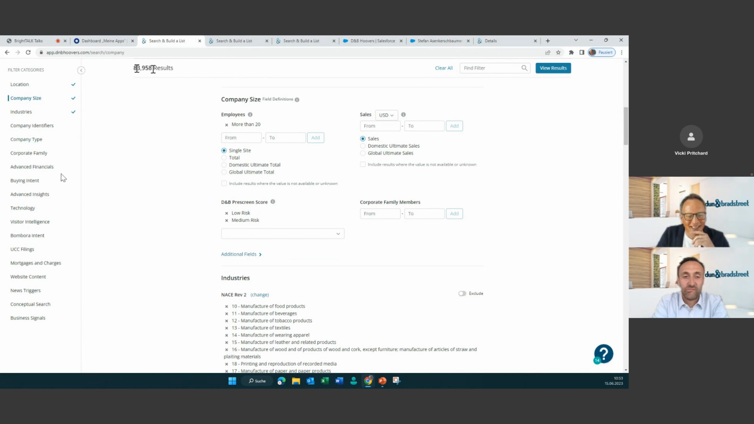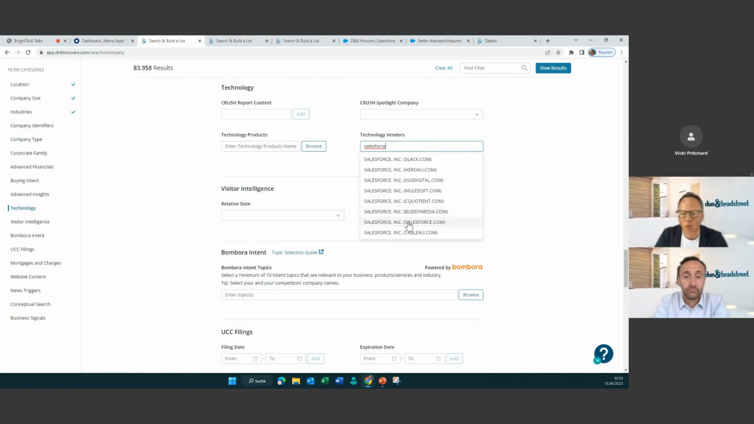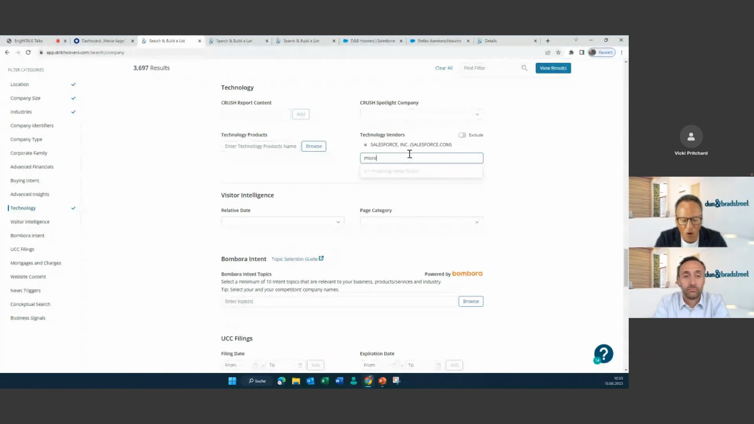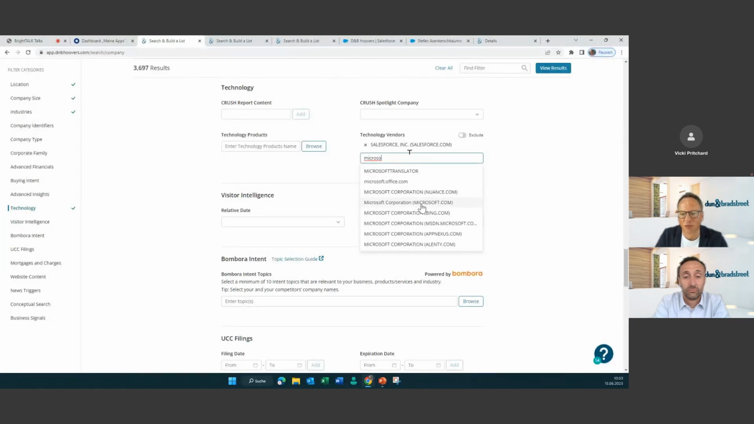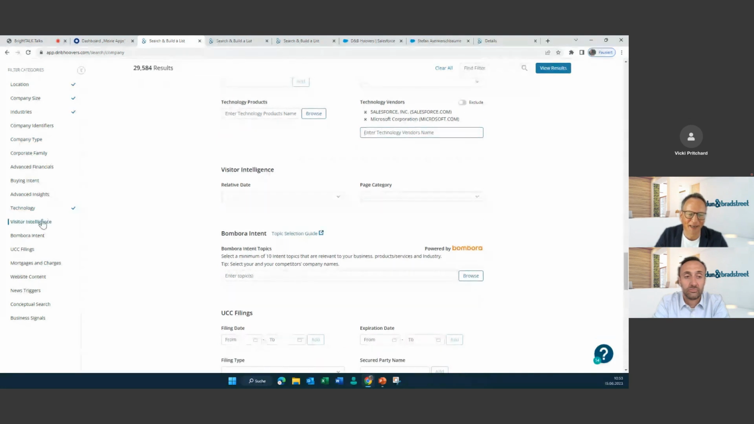Now, it's starting getting interesting. You talked in the part of online data, you talked about technologies. And as I said, well, this data set could be included in the most common CRM system. I would be interested in only those companies who have Salesforce CRM or Microsoft CRM. So that would be the main CRM system. 29,000 companies are left. Let's go ahead to the next topic.